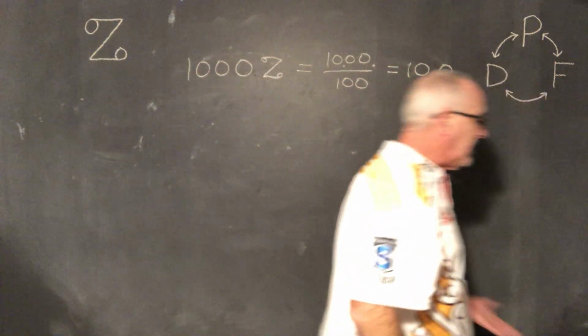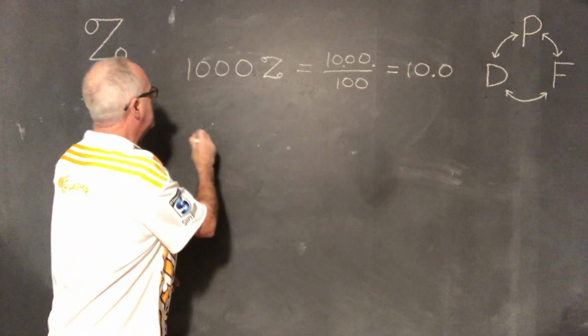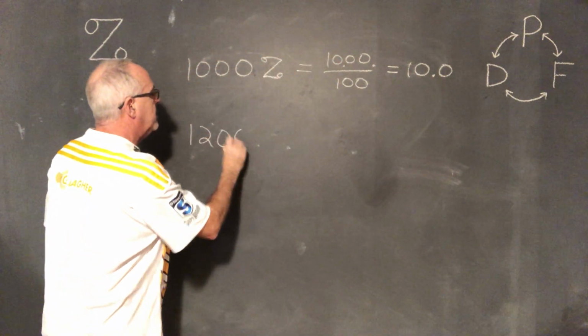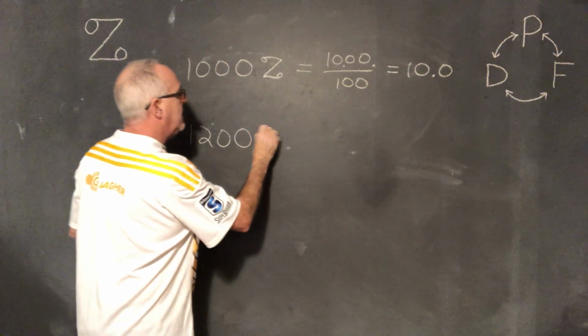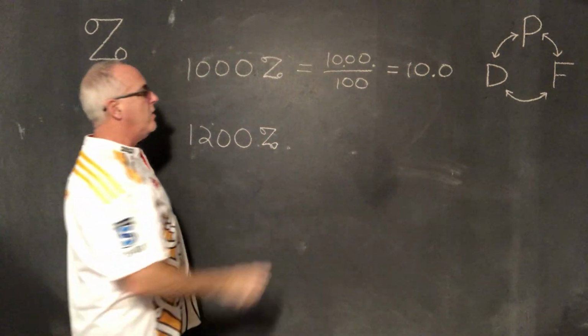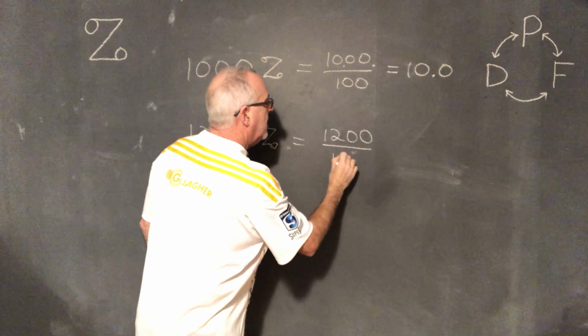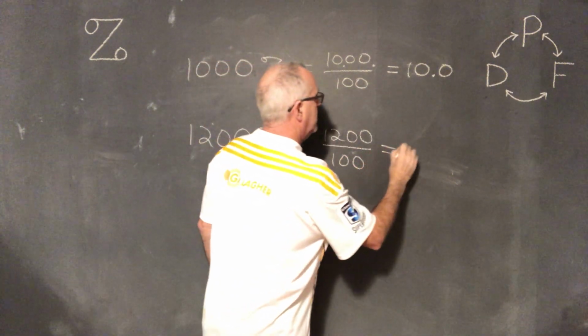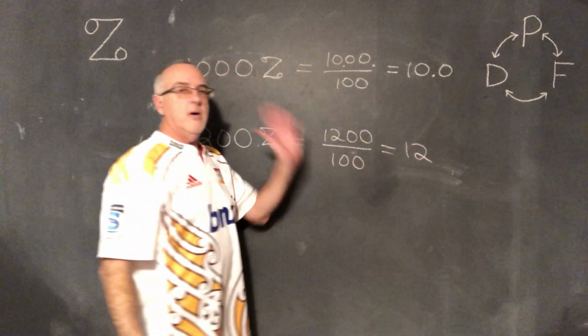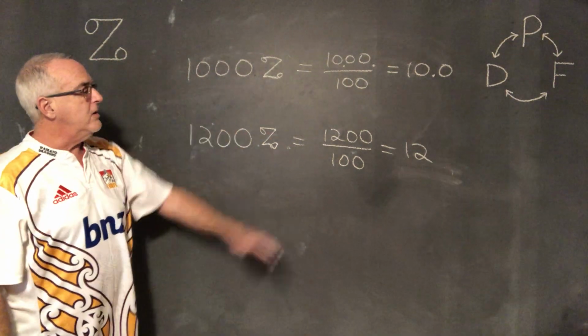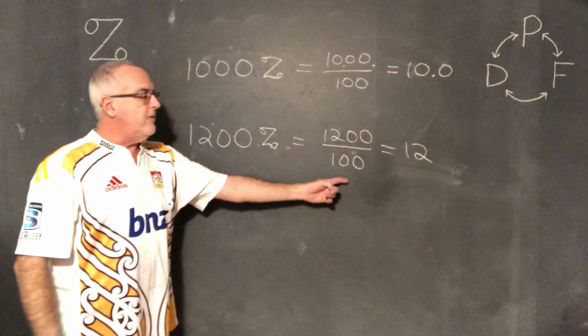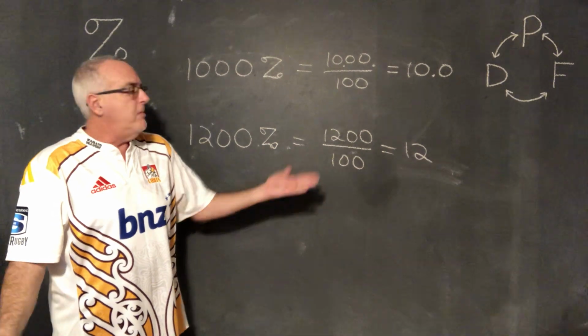Okay, but 1,000%, is that a little too convenient with all these zeros? How about if we have 1,200%? Is it going to be harder? We already know. No, it's not. It's going to be 1,200 out of 100, and therefore it's going to be 12, isn't it? Or 12.0. But I think I'm just going to write 12. Because 1,200 divided by 100, yes, that would be 12.